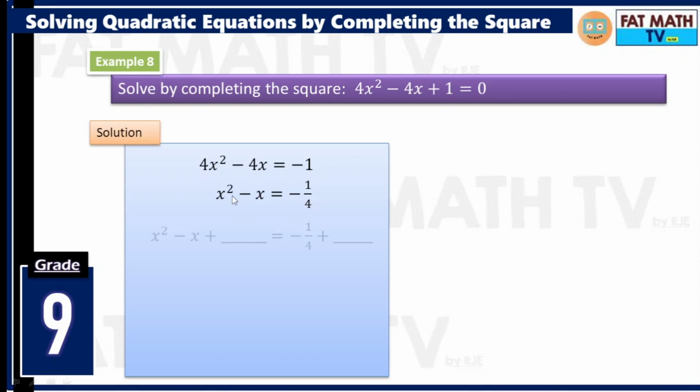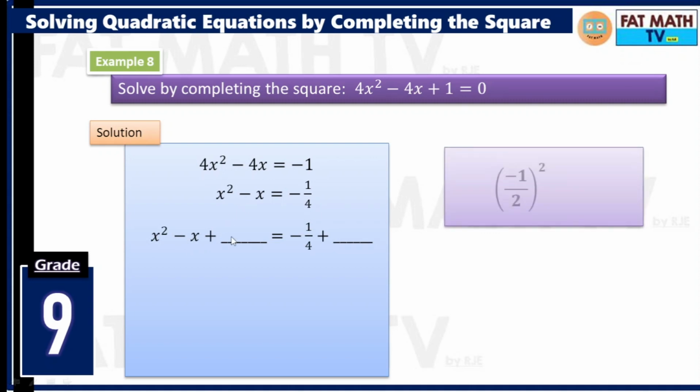And complete the perfect square trinomial. Here, the coefficient of x is negative 1. So negative 1 divided by 2, and then square that. So that is positive 1/4. Add that to both sides of the equation, and then factor. The factors of x squared minus x plus 1/4 is x minus 1/2 times x minus 1/2. So that's x minus 1/2 squared equals negative 1/4 plus 1/4, which is 0.